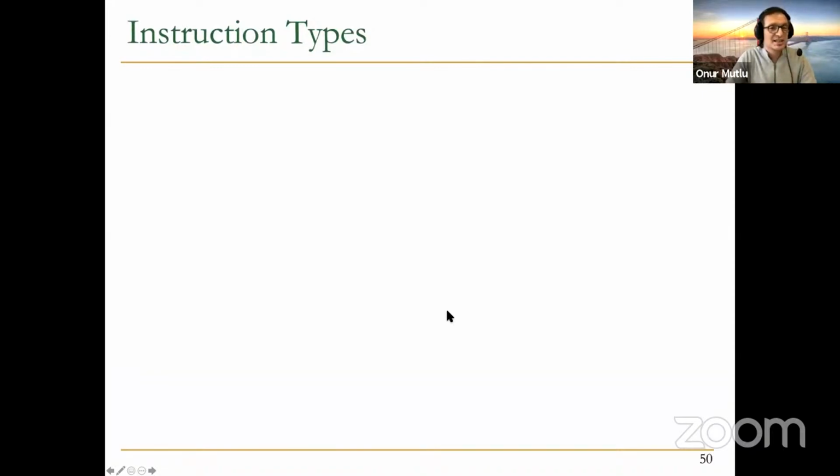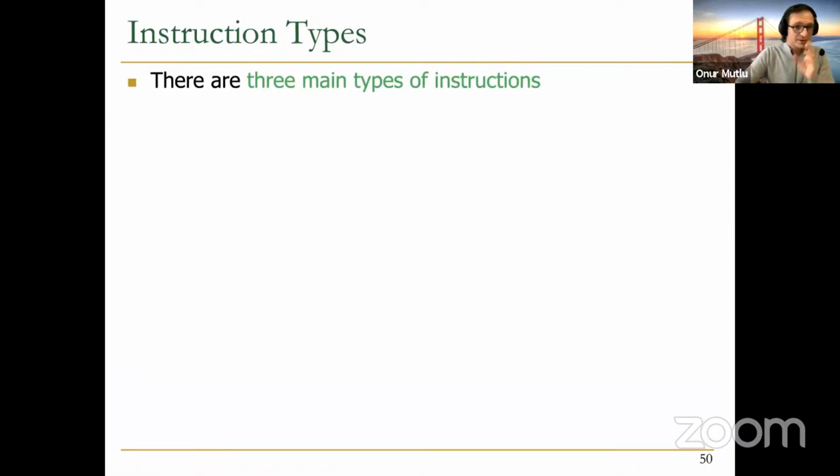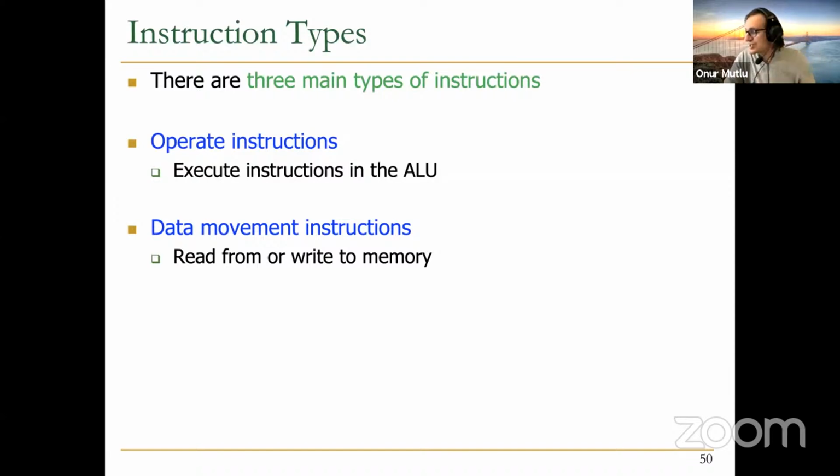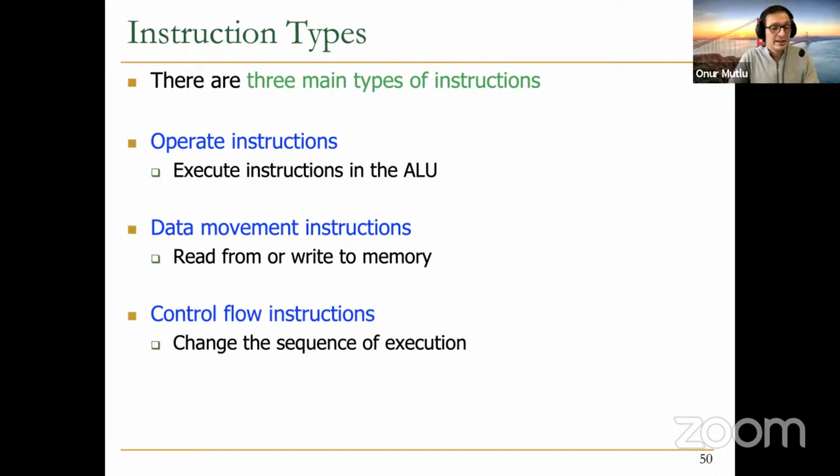Let me talk about instruction types before we get into the processing. There are 3 main types of instructions, as I think we've discussed, but we've never nailed it down like this. One is operate instructions. These are instructions that execute in the ALU, like add, and, etc. The second is data movement instructions. These are instructions that read from or write to memory. You move data from memory to registers or registers to memory, for example. And then there are control flow instructions, which change the sequence of execution.